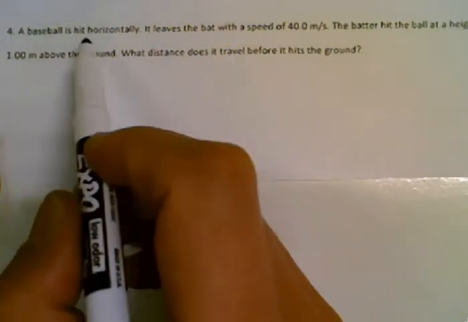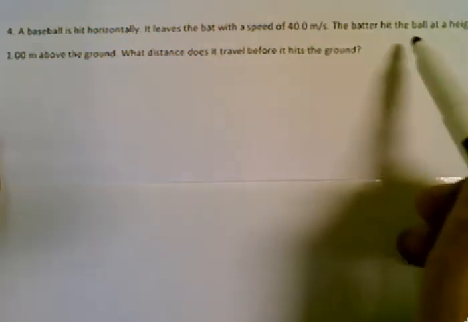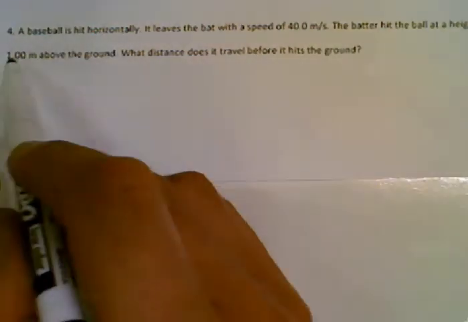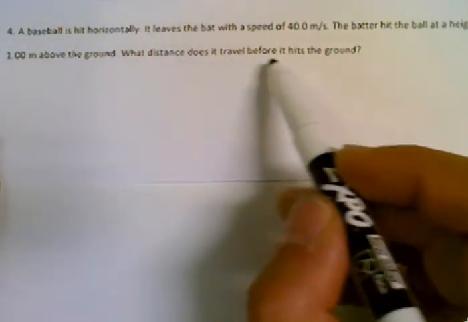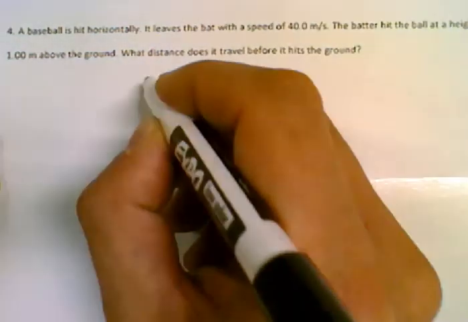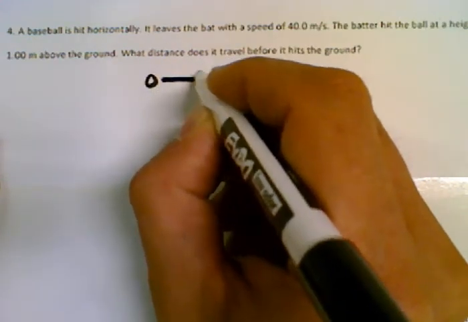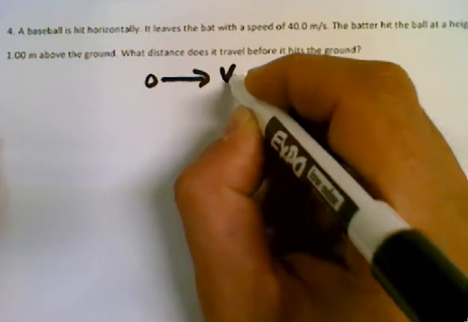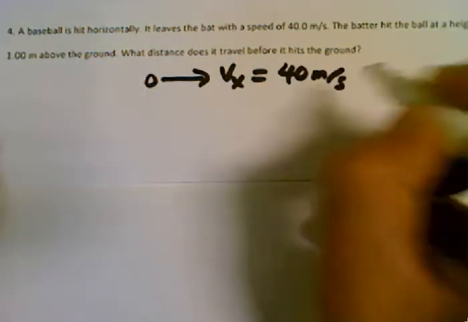You're going to hit a ball horizontally with a speed of 40 meters per second. The height is 1 meter above the ground. What distance will it travel before it hits the ground? So the ball is hit initially horizontally, and the horizontal velocity, Vx, will be 40 meters per second.